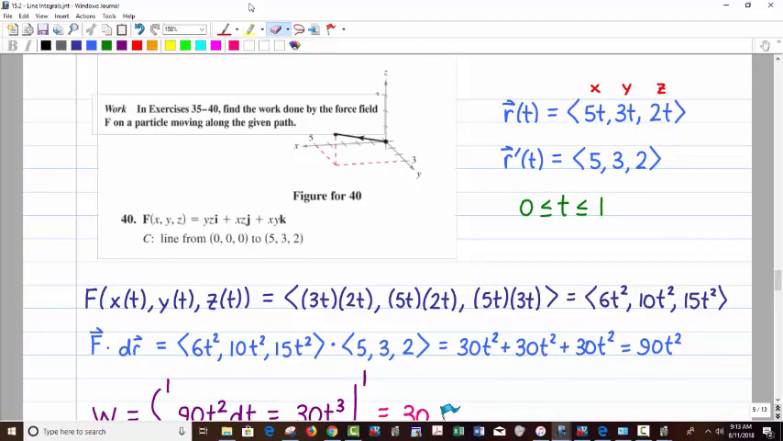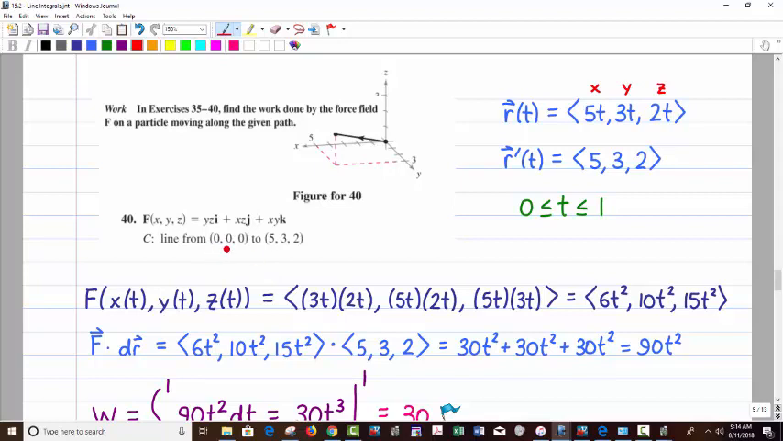Now here's a space one. Now this goes back to what we learned in material for that first test, how to come up with parametric equations of a line. So remember, you subtract. So 5 minus 0 makes 5t. 3 minus 0 is 3t. 2 minus 0 is 2t.